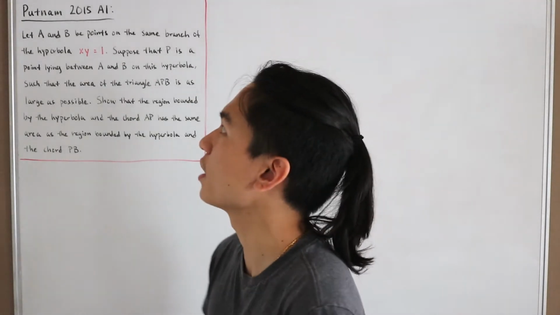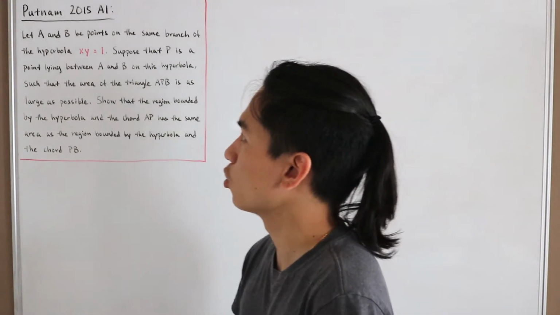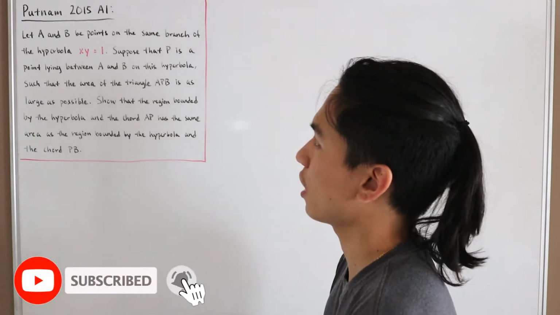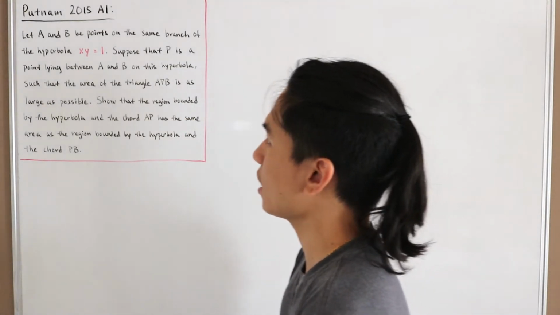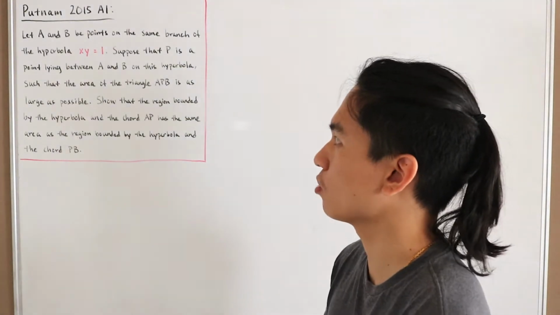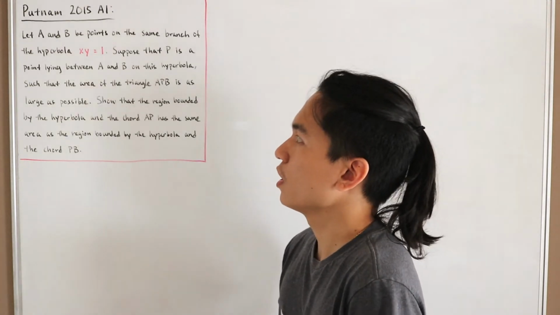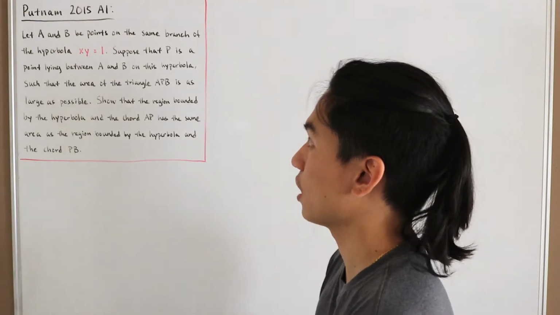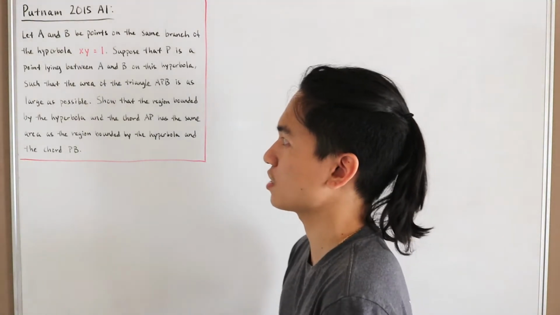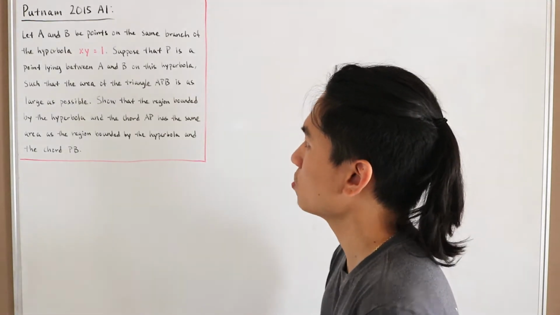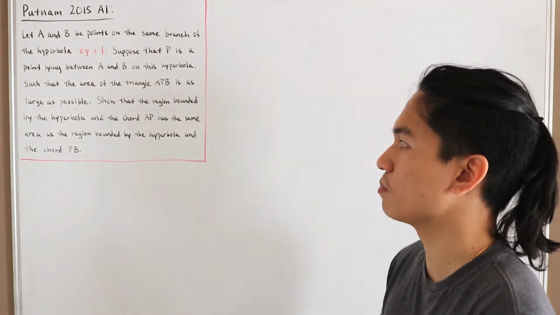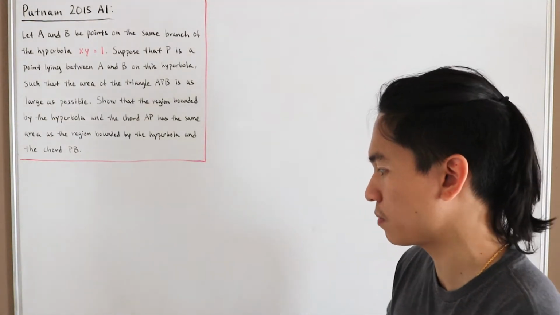In today's video, we have the following question from the Putnam Exam from 2015. This is A1, the first question offered during the daytime. Let A and B be points on the same branch of the hyperbola x times y equals 1. Suppose that P is a point lying between A and B on this hyperbola such that the area of the triangle APB is as large as possible. Show that the region bounded by the hyperbola and the chord AP has the same area as the region bounded by the hyperbola and the chord PB.